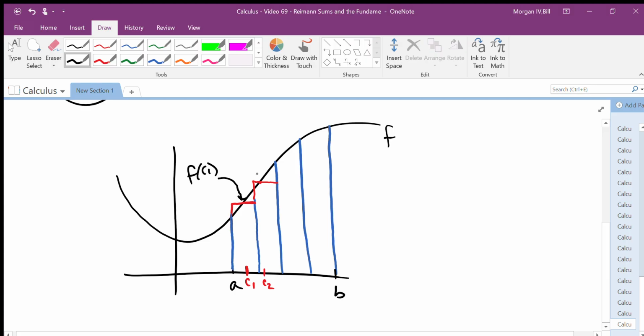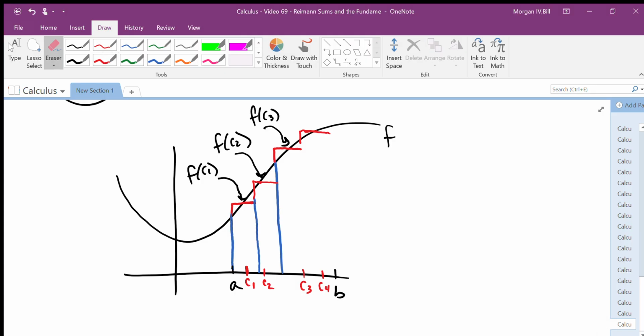The height of the second rectangle is f of c2, and we're just going along, picking the heights of the rectangles at some point c within each one. Maybe c3 is way over here, and so the height of the third rectangle occurs from right here, which is f of c3. For the fourth rectangle, maybe it's right in the middle, c4, and so the height would be right in this region there. Let's see if I can make those a little better.